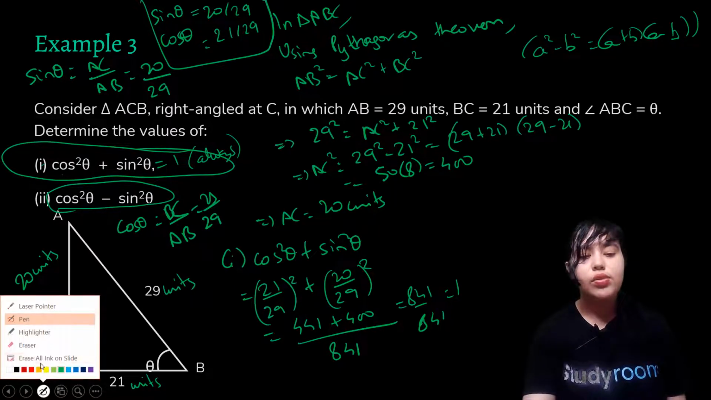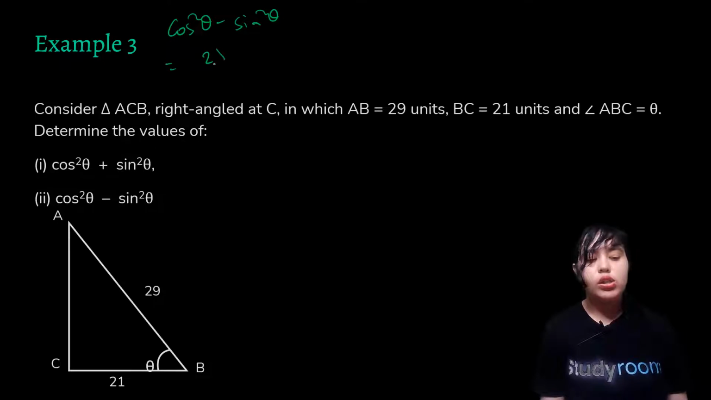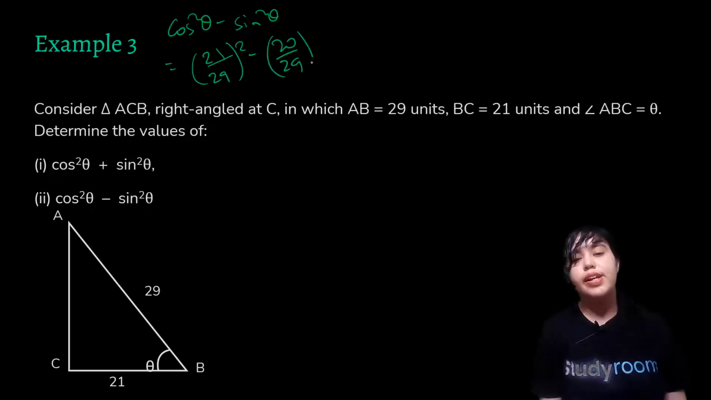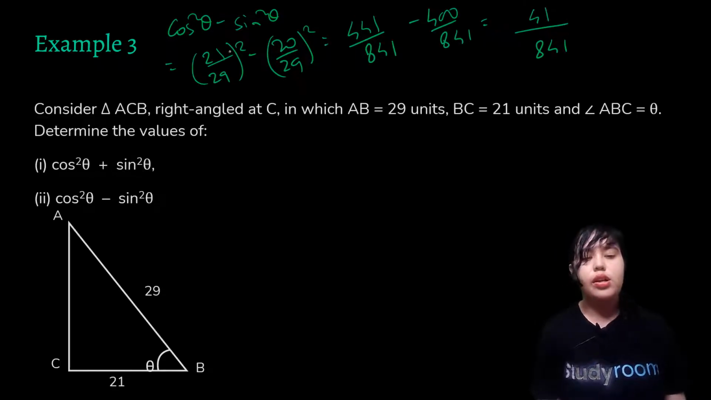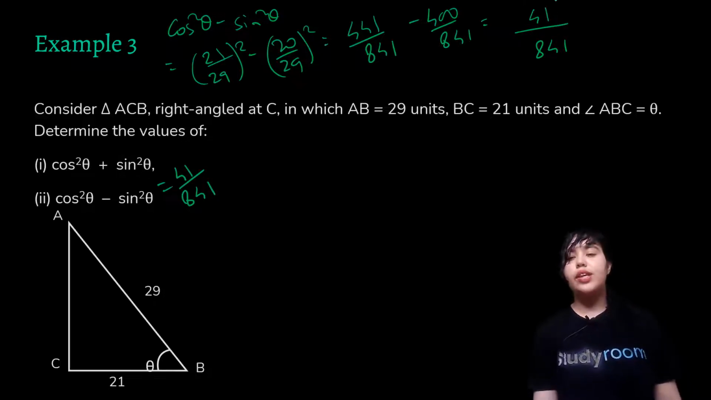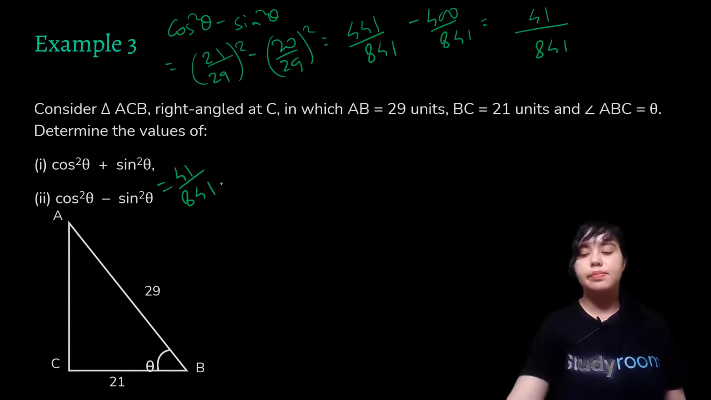So again, let's just quickly substitute the values of cos theta and sine theta in them. So my cos square theta was 21 upon 29 square, minus this will become 20 upon 29 square. This is 441 upon 841 minus 400 upon 841. Take the LCM 841 and here you have 41. So here we get 41 upon 841. You can just see if they are getting simplified any further, and this is your answer.